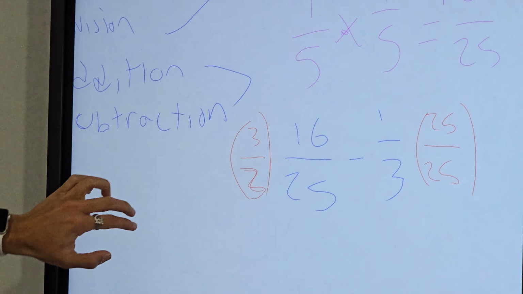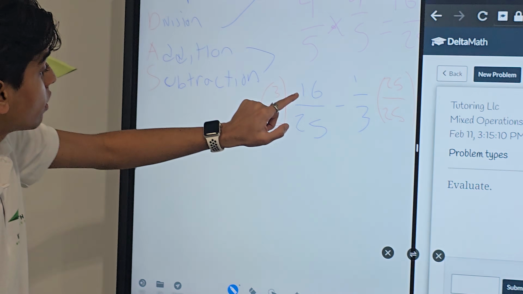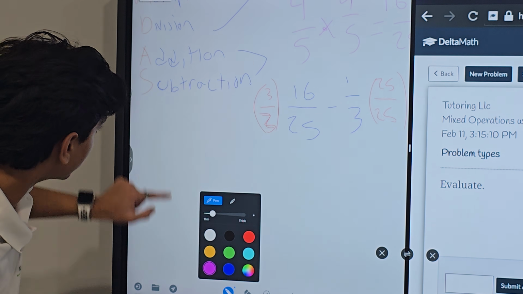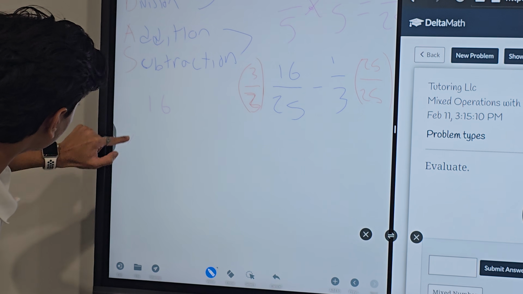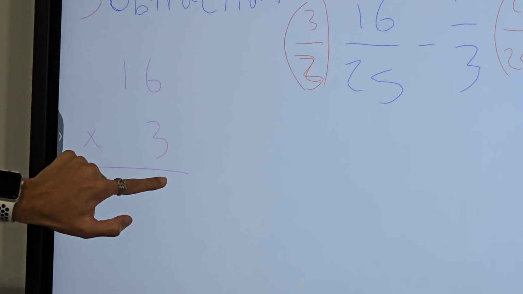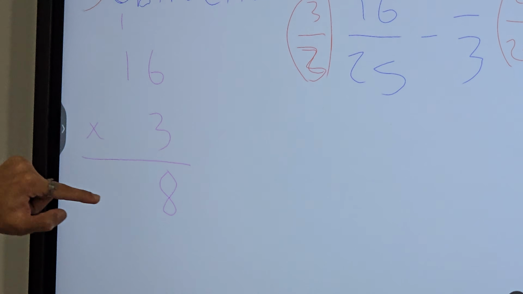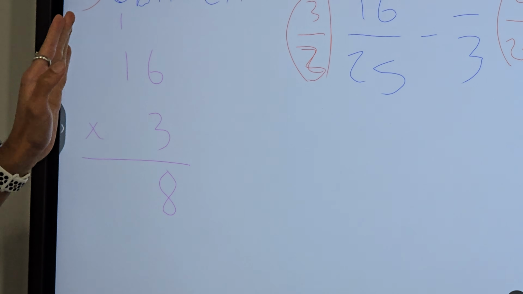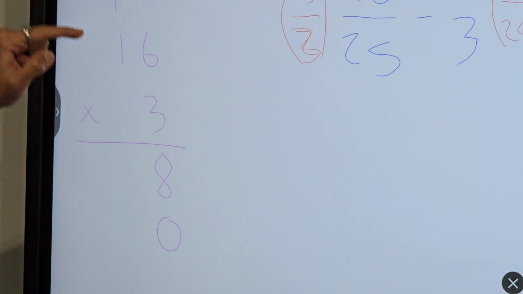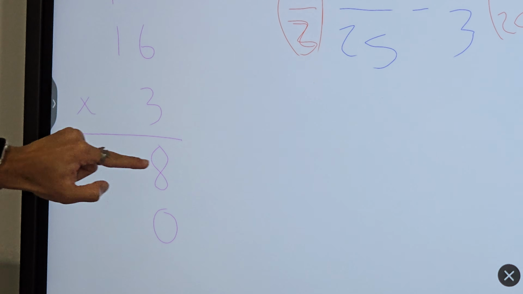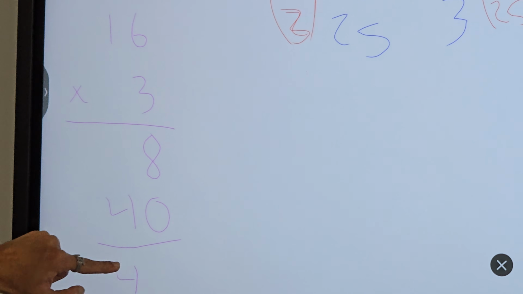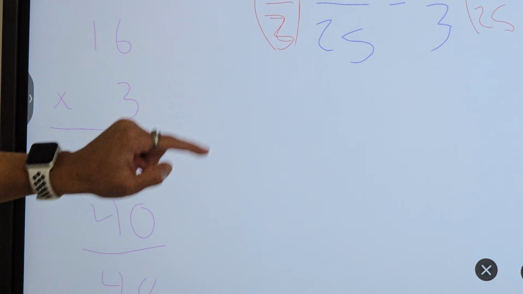Now let's solve. First, let's find the numerator for 16 times 3. So we can write 16 multiplied by 3. 3 times 6 is 18. So we can write an 8 here and bring the 1 over here. Now 3 times 1. Since the 1 is in the tens place, we put a 0 down here. Then 3 times 1 is 3. Now we add the additional 1 from the 18 earlier, so we get 4. 8 plus 40 equals 48. And there is our numerator for the first fraction.